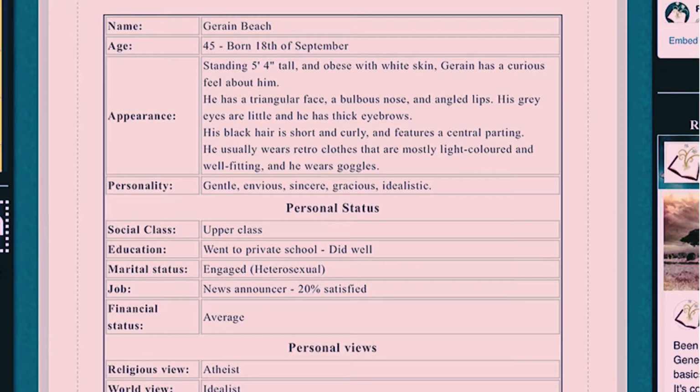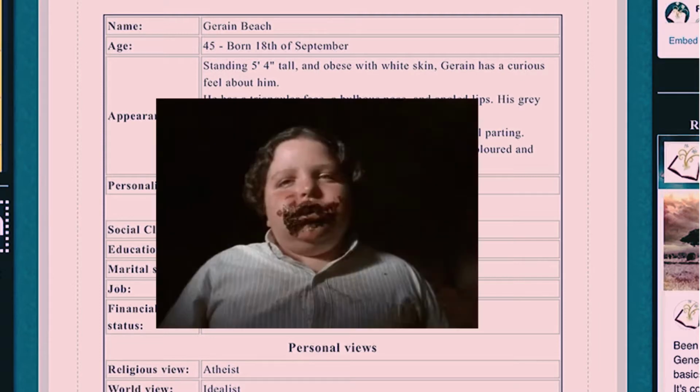He reminds me of that kid from Matilda, that fat kid that ate the cake? It sort of reminds me of that kid.